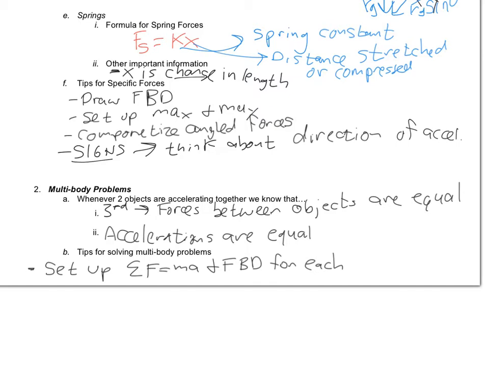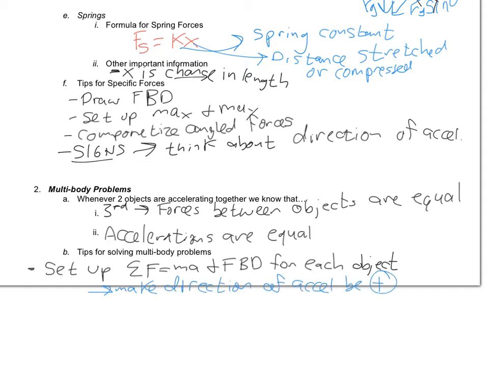So solving these problems, when we do have multiple objects, like any other force problem, we're going to set up an F equals ma and free body diagram, but we're going to do it for each object in our system, okay? So each object in our system is going to have an F equals ma and free body diagram set up.